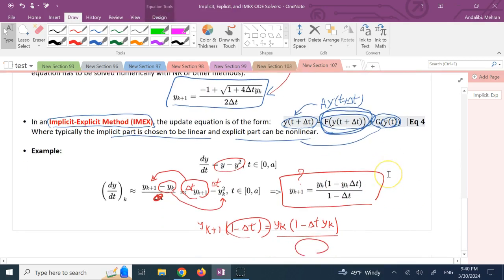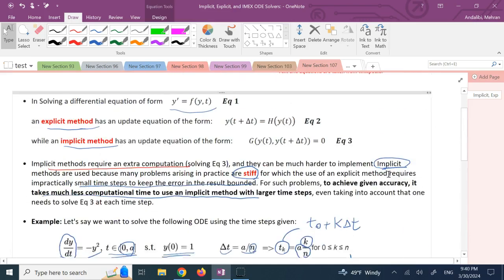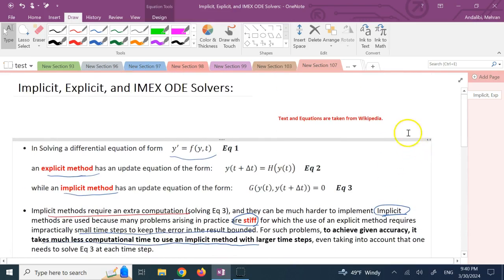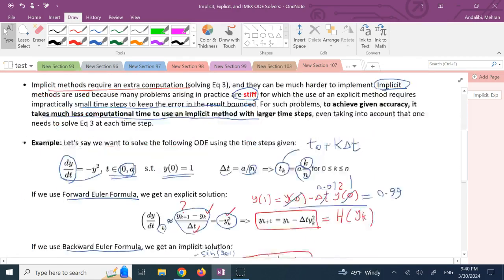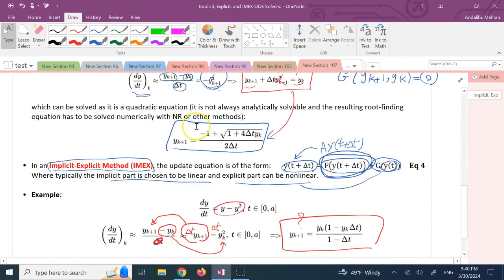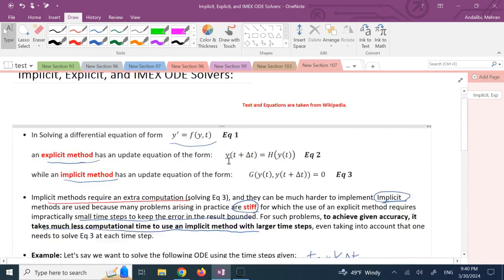So they have the advantage of the explicit and implicit methods at the same time, being able to use them with stiff problems, not requiring a separate numerical root finding part.